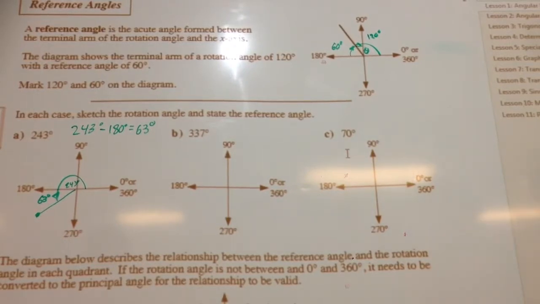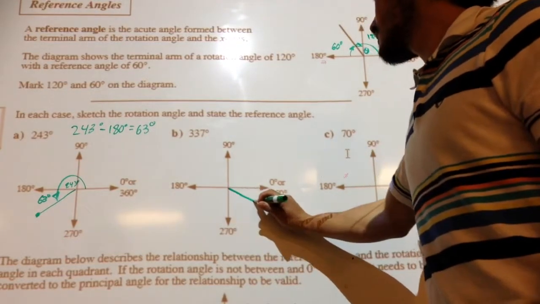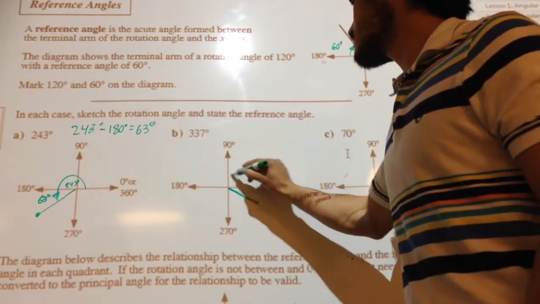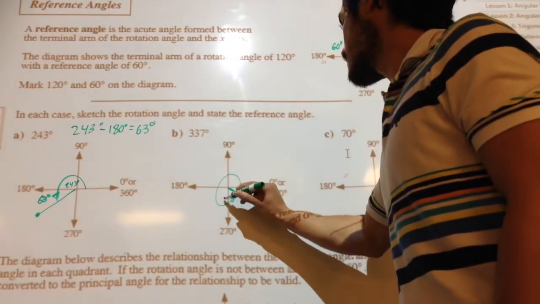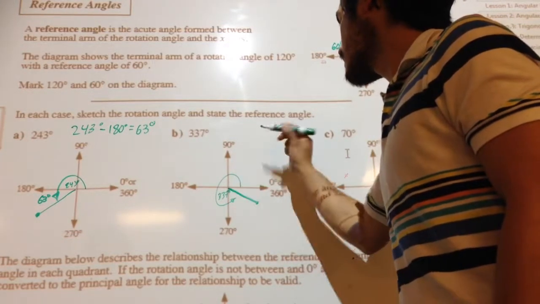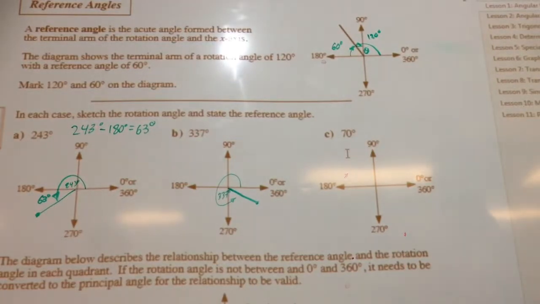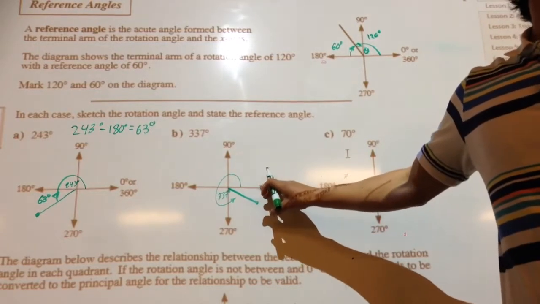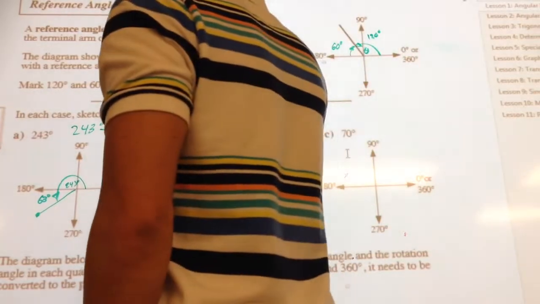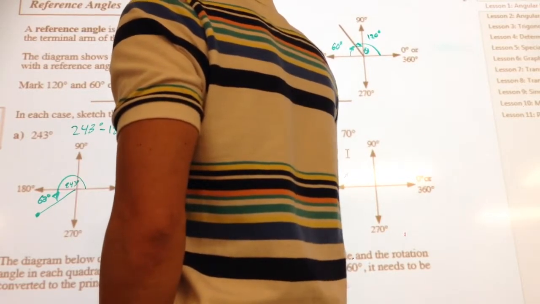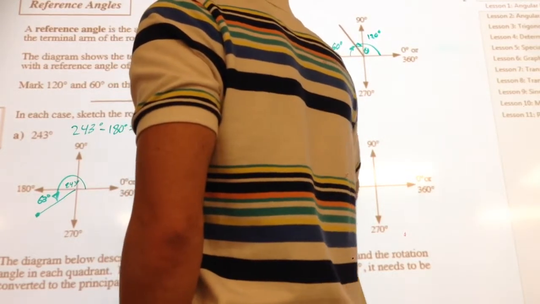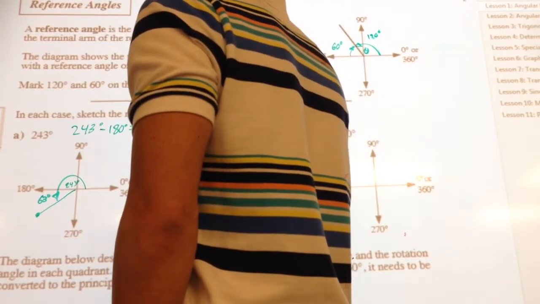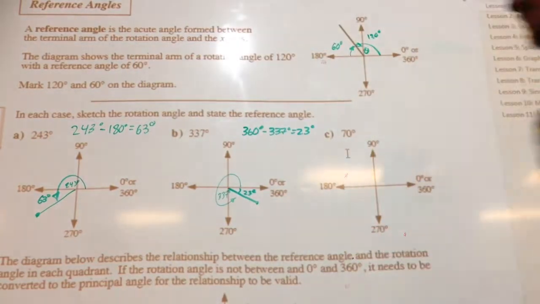Rotation angle 337, where's that going to end? Fourth quadrant, yeah. So it's going to be down here somewhere. The reference angle is found by subtracting from the closest angle that's on the x-axis. In this case, it's going to be 360 degrees. Subtract 337 degrees, and we get 23 degrees. So my reference angle is right here, and that is 23 degrees.